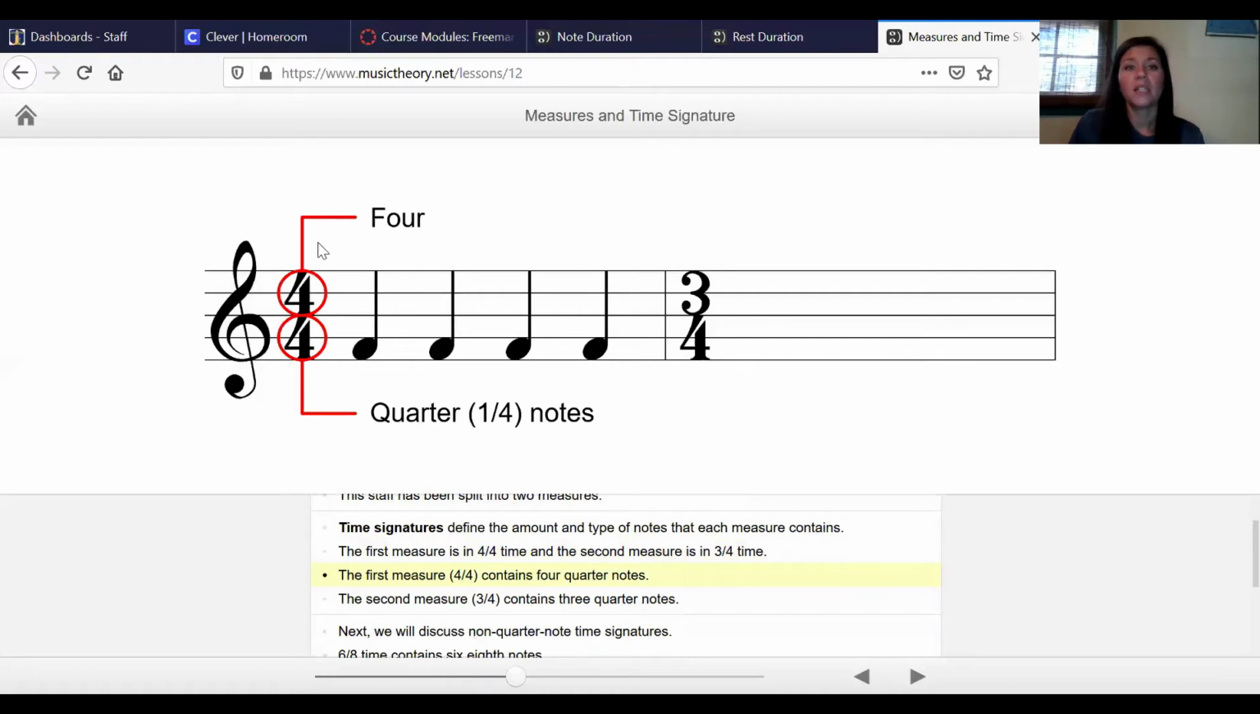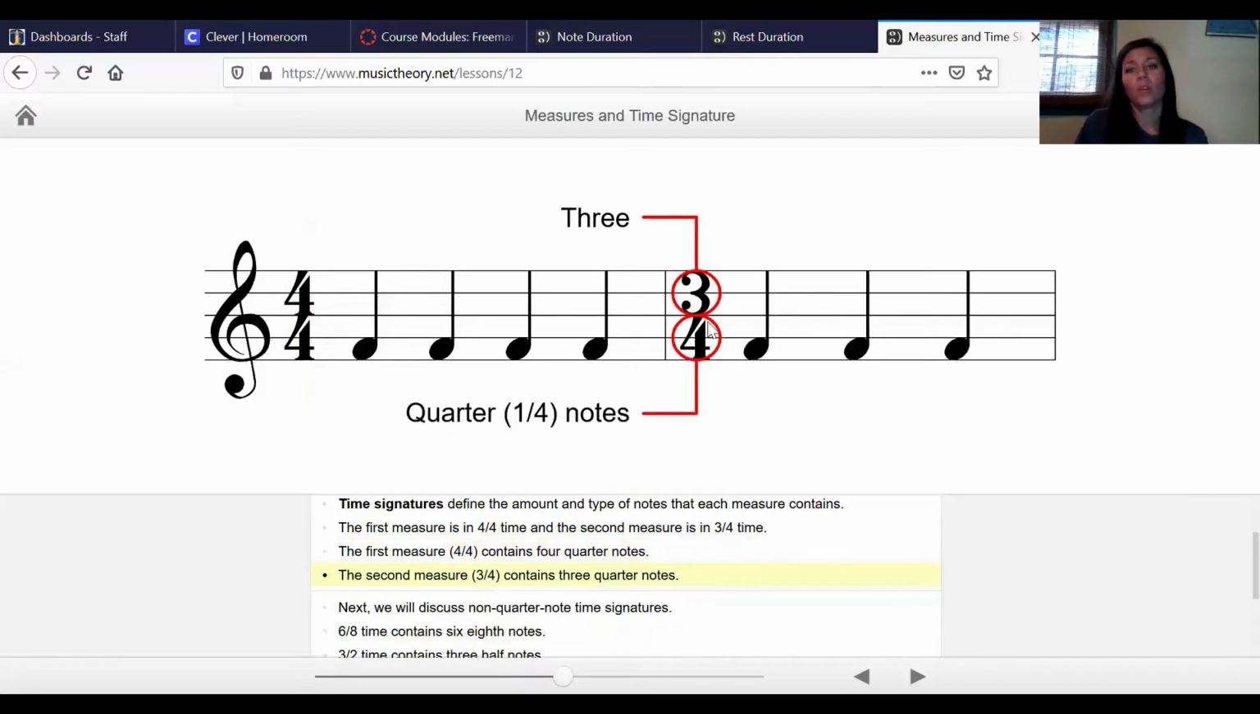So here is an example of what a measure of 4/4 time might look like. You see that we have 4 beats. We actually have 4 quarter notes. So this is probably the easiest measure to demonstrate 4/4 time. But you could have 8 eighth notes. You could have 2 half notes or 1 whole note in this measure, and it would work within the confines of 4/4 time.